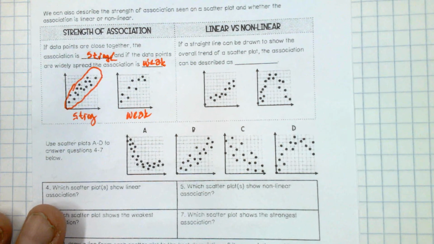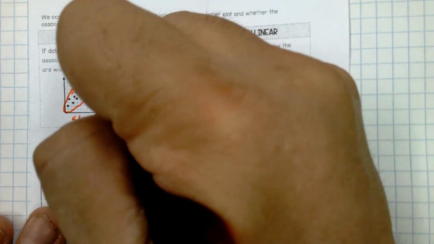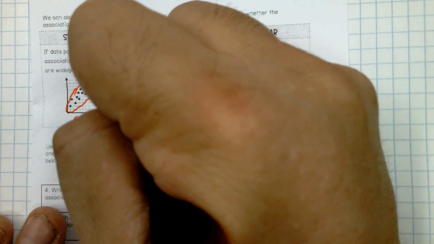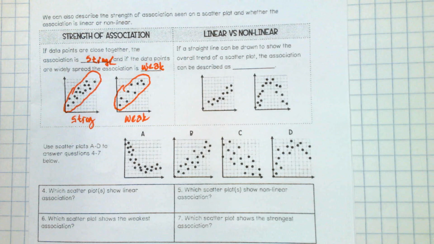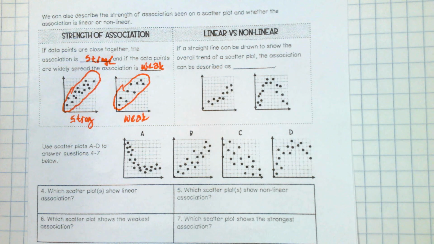Yeah, it's positive. You can always tell because if you loop it around, it's going to go upwards. And this is also. So you could have something that's positive and strong, or positive and weak, or negative and strong, or negative and weak.